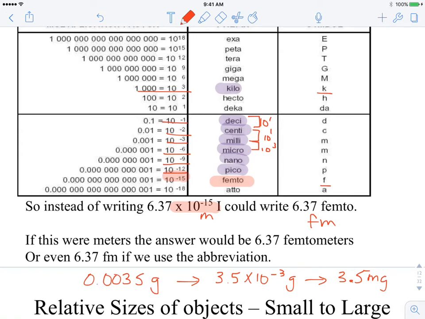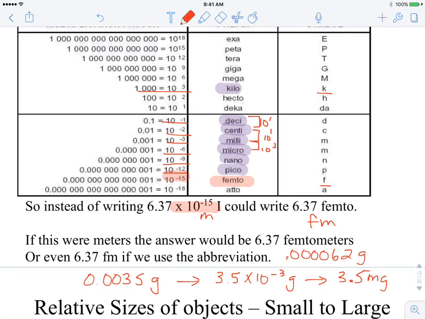Now sometimes it won't exactly be there. It'll be close, and then you have to choose which one you want. So I could give you something like this, for example. I could say, well, you have 0.00062 grams.